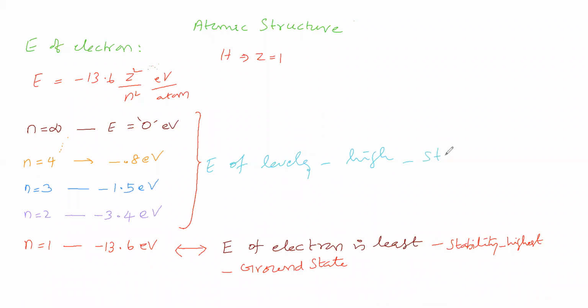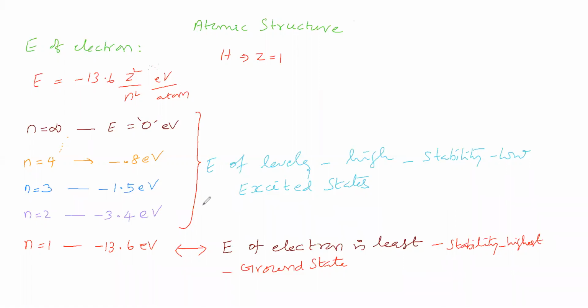Energy is high means stability is low. Stability is low in the sense the electron is not in its normal position. Therefore, these levels are called excited levels or excited states. Excited, in general also, suppose somebody is getting angry and talking forcibly, then we will say, don't get excitation. Excitation means not normal, not stable. So in these levels, energy of electron is high, therefore stability is low, and these levels are called excited states.